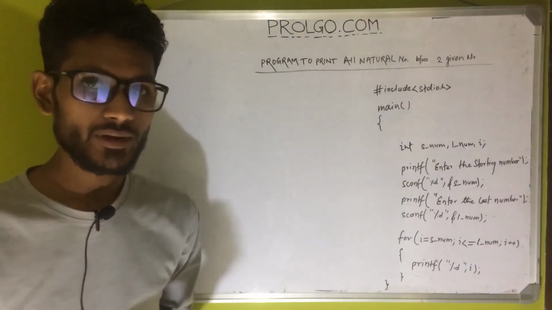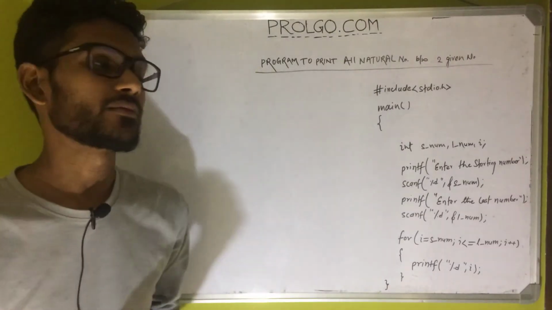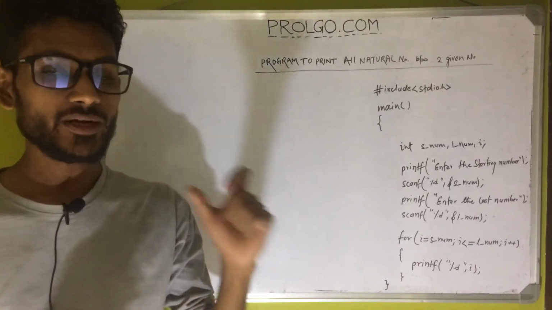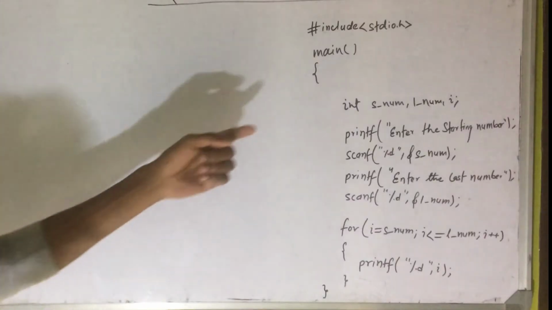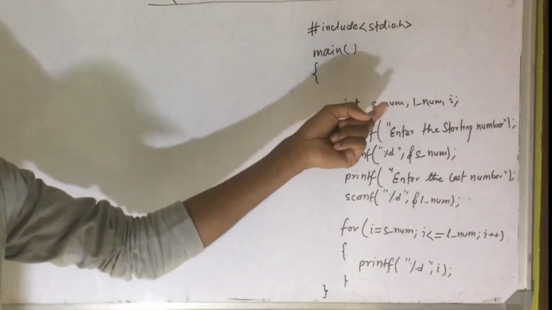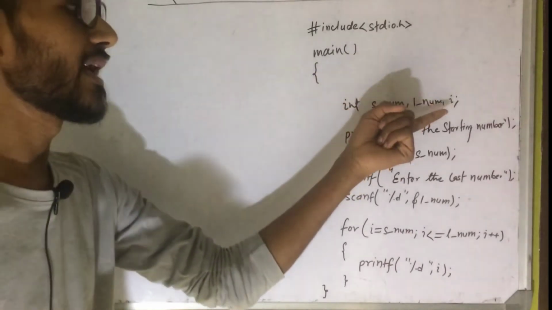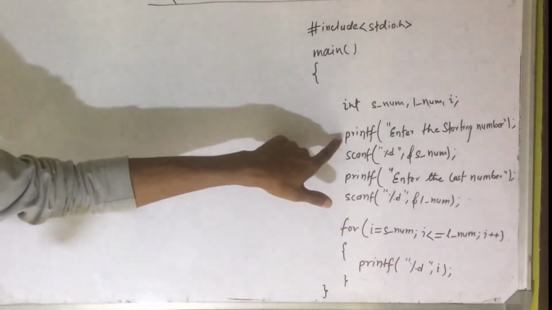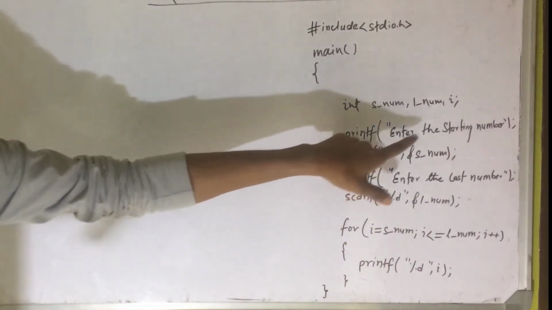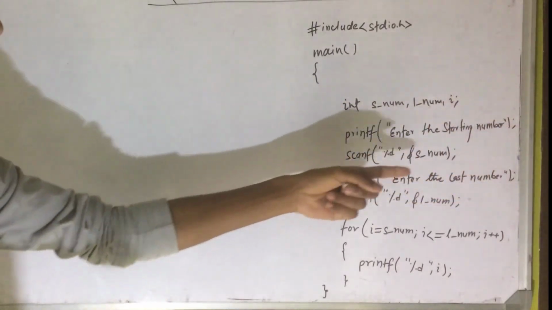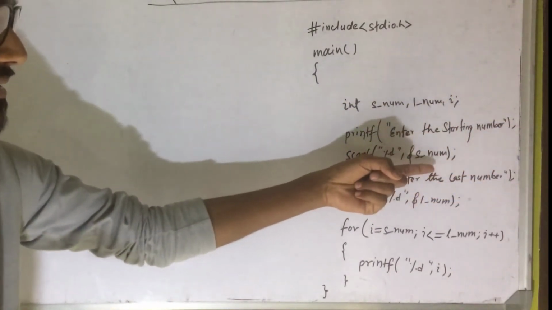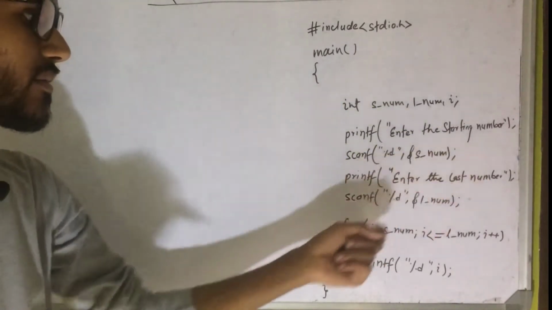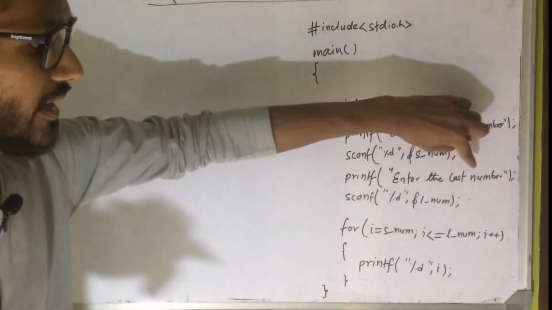In this program, we will print all the numbers between two given numbers. So we will take the input from the user, and all the natural numbers between those two numbers will be printed. So I have taken these variables: snum to store the starting number, lnum to store the last number, and one variable i for using inside the loop. Now I am asking the user, printf "enter the starting number", and I am taking the input and storing it in snum, the starting number.